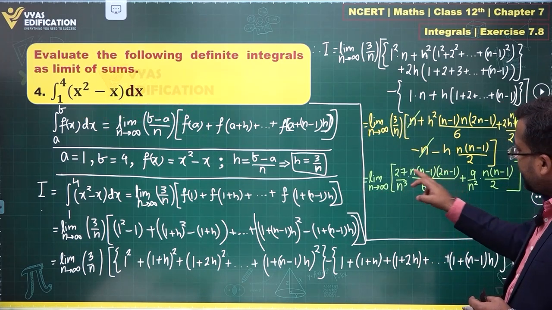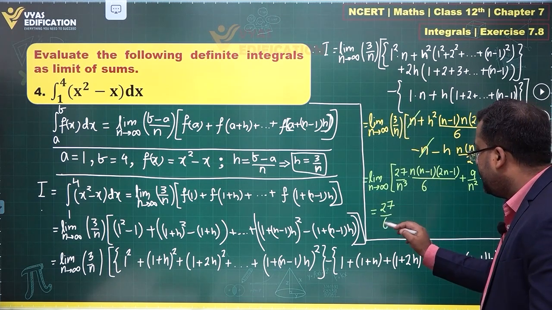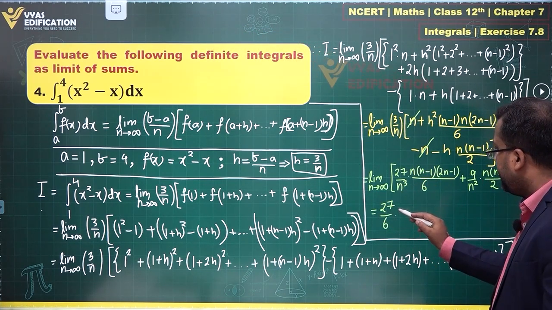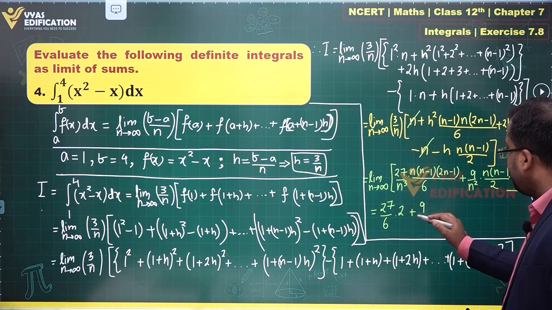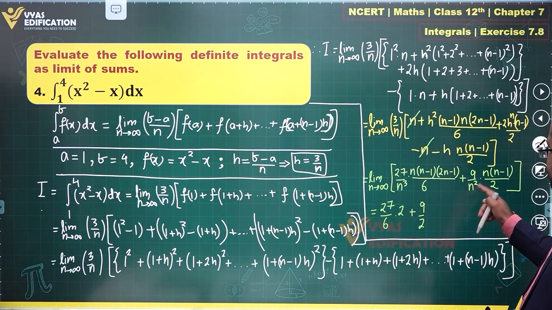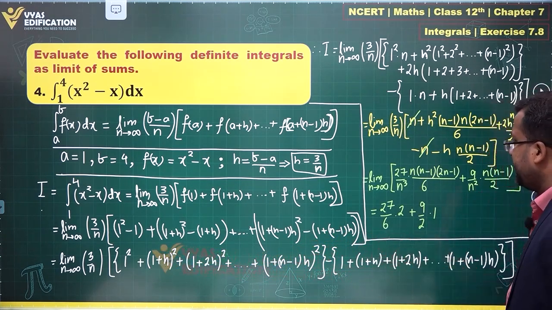Limit n tends to infinity. 27 upon 6 will remain as it is. And this 2n cube upon n cube will be converted to 2. Rest all terms will become 0. Plus this 9 by 2 remains as it is. n square upon n square will be 1. Okay, that was limit n tends to infinity will give me this.